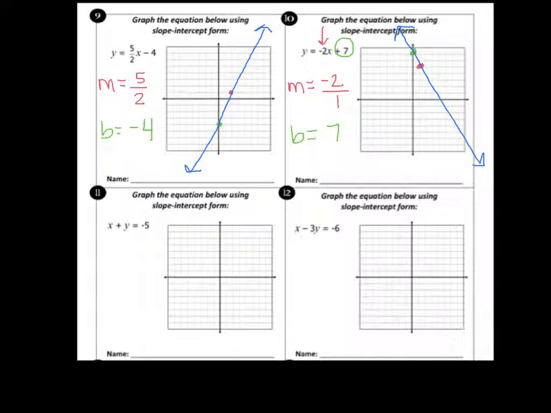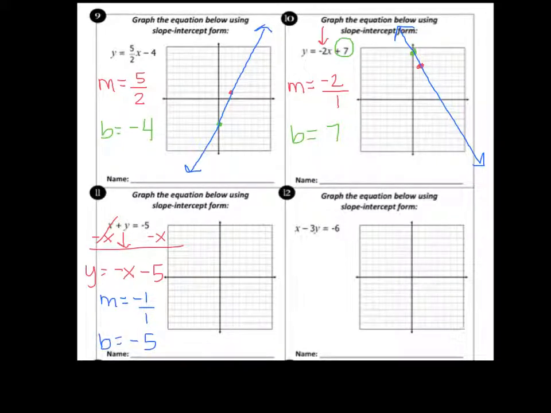Okay, now for number 11 and 12, it asks you to graph them using slope-intercept form. So if it asks you specifically to use slope-intercept form, go ahead and use that. So step 1 would be to rewrite it in slope-intercept form. So for number 11, I would need to subtract x from both sides, and that would give me y equals negative x minus 5. Now I can do the same thing that I was doing before. I know that my slope, since this is negative x, my slope was negative 1. B is right there, it's negative 5.